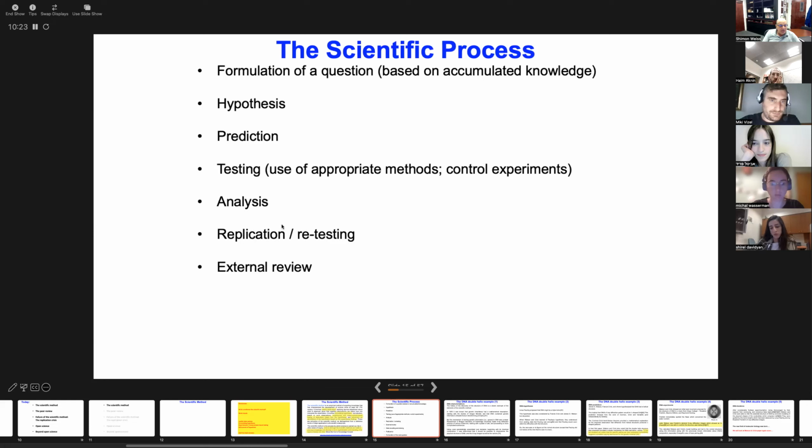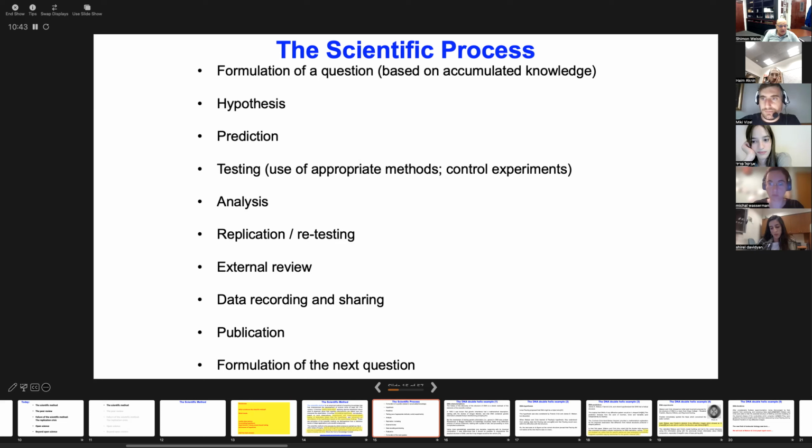We will basically write our results, submit it to other people to decide if our understanding and conclusions are correct or not. This is called the peer review. We are going to record and share the data. We are going to publish, and then we are going to ask a new question based on how much we moved the knowledge front forward. And this is basically an iterative process where we ask a question, answer that question, and therefore ask a new question, and keep on doing this. So that's basically the steps.